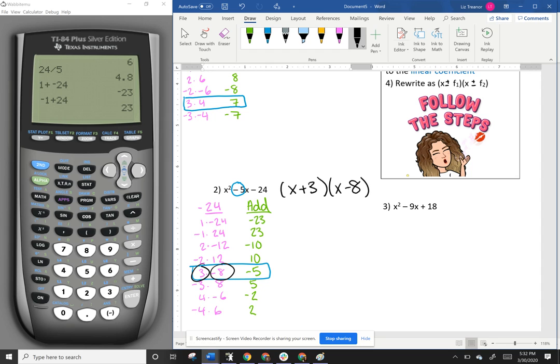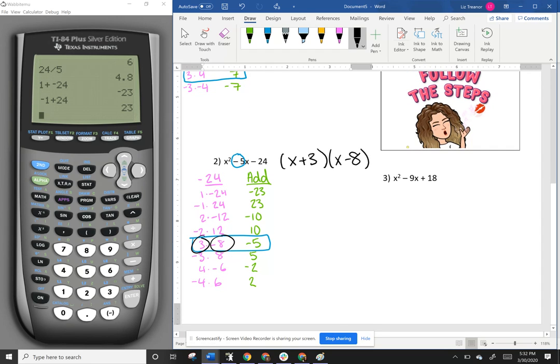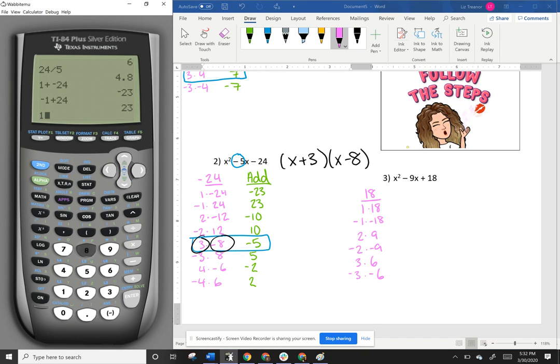Okay. Last example. Number 3. Let's find the factors of 18. So we got 1 times 18. Don't forget the negatives. Negative 1 times negative 18. 2 times 9. And negative 2 times negative 9. 3 times 6. Negative 3 times negative 6. And if I'm not mistaken, I think that's it. But that's why you have your calculator. So 18 divided by 4. It's a decimal, so no good. 18 divided by 5. It's a decimal, no good. And we're back at 6.